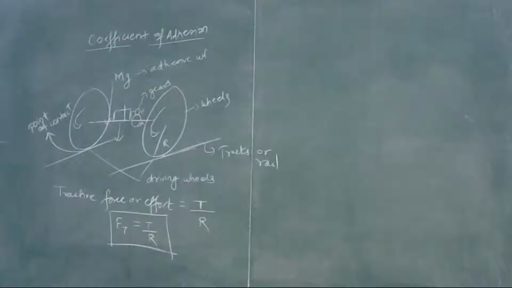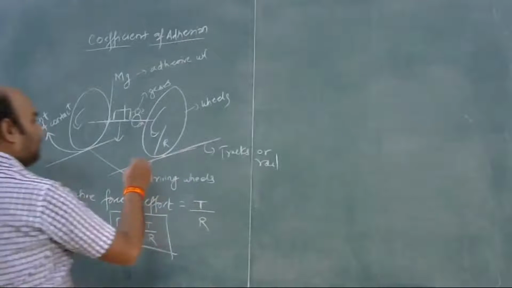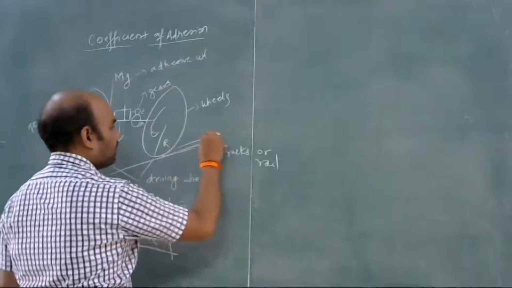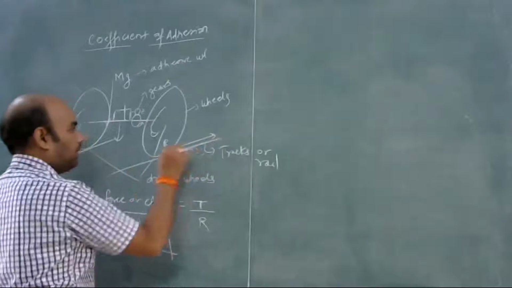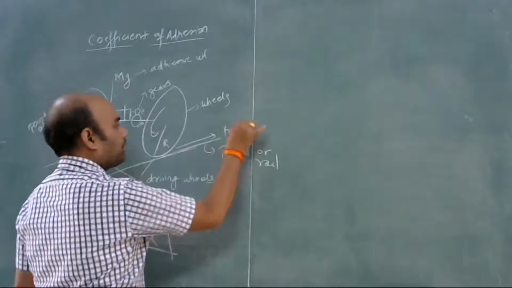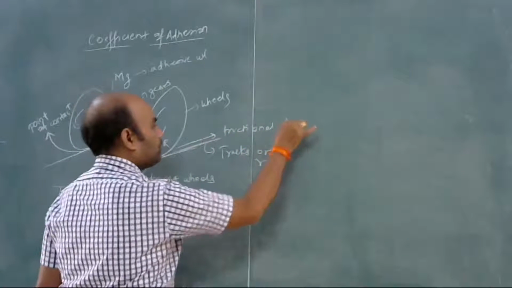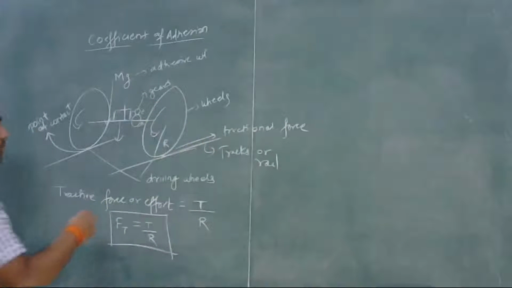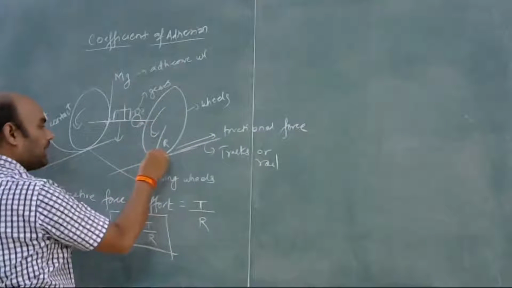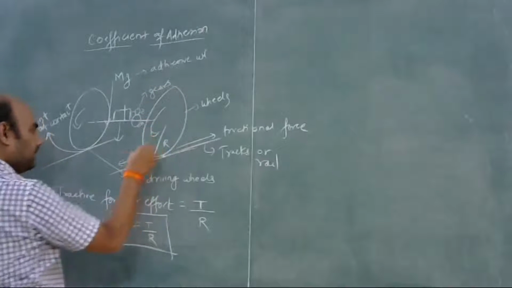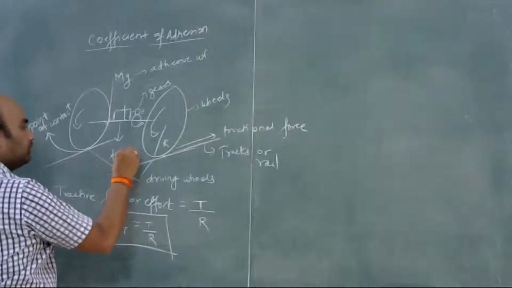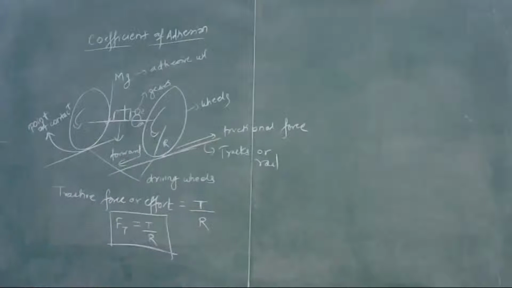So when the motor runs, the drive wheels exert a frictional force in the backward direction, tangentially. So this is the frictional force. When the motor drives, there will be a reaction on the wheel, and this will move the wheel in the forward direction. In this manner, the wheel rotates.